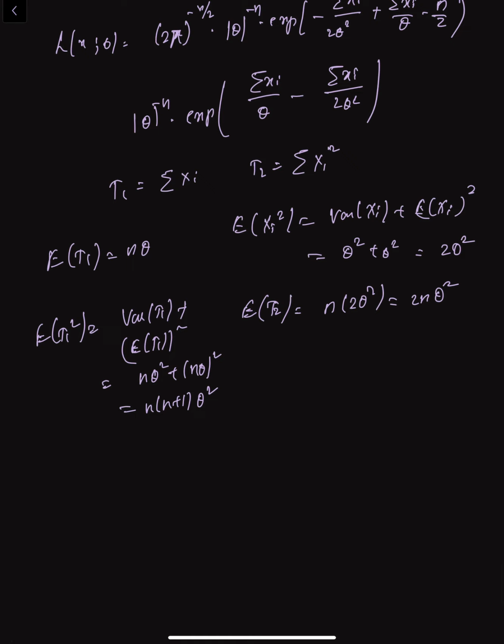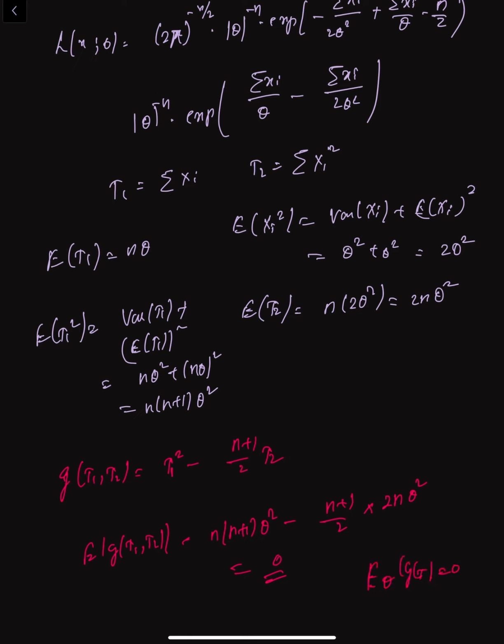So now if I define the function g of T1, T2 as T1 square minus (n plus 1) by 2 T2, now if I find expectation of g(T1, T2), we can clearly see expectation of T1 square is n into (n plus 1) theta square minus (n plus 1) by 2 into expectation of T2, which will be 2n theta square. So that means it is 0. So we found a non-zero g with expectation of g(T) equals 0 for all theta. So therefore T is not complete, but T is sufficient.